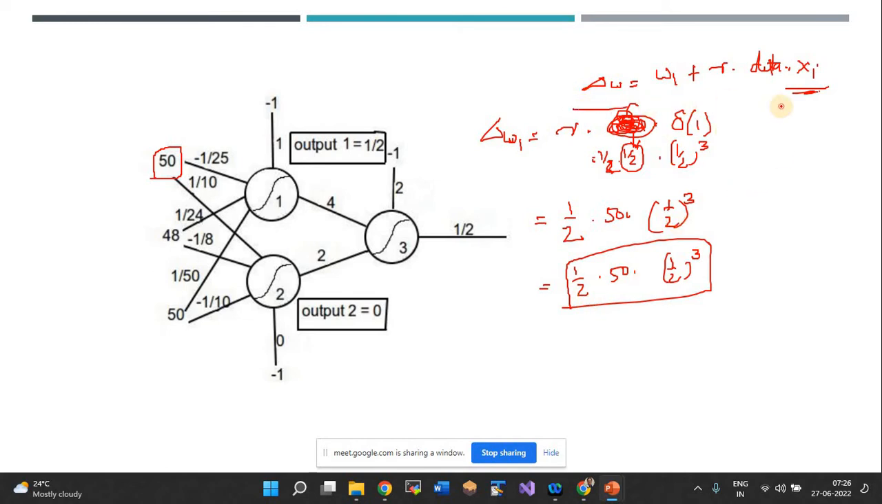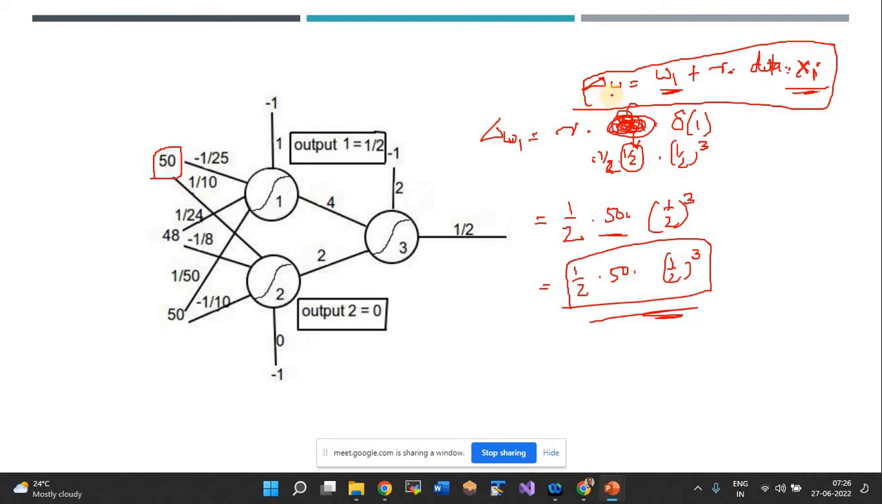Remember that this is the equation that you need to remember. What is the delta that I need to change? It is W1 plus learning rate times delta into the input for the one which we are working on. So that was the reason I had to do this, to give you 50. This is the answer that's supposed to come. Please change it in your notes.